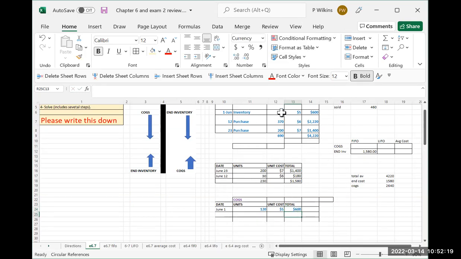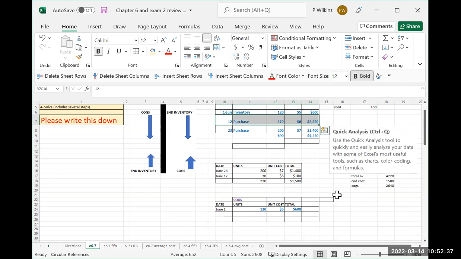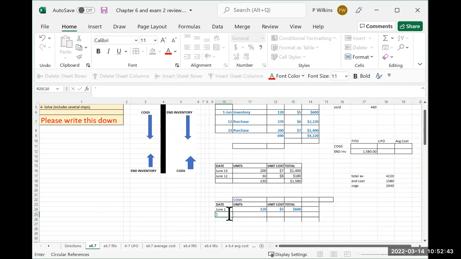Okay, so that's 120 units. So how many more do we need to get to 460? So we need 340 more units to get to 460, right? We want 460, we got 120, we need 340 more units. If we go to the next line down, we're going to see there's 370 units, but we only need 340 of those. So the June 12th purchase, we're going to take 340 of those units times $6 each. So we've got 340 times $6 each gives us $2,040.